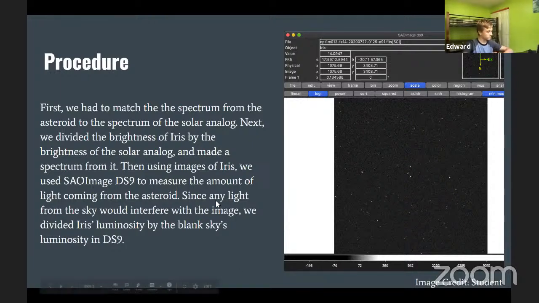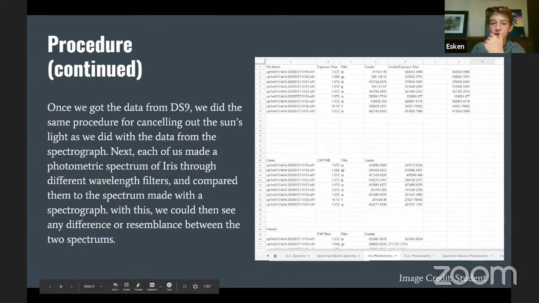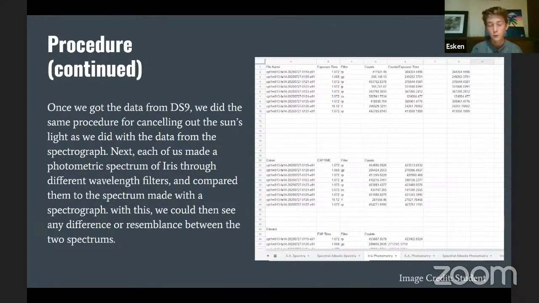Next slide. Once we get the data from DS9, we did the same procedure for canceling out the sun's light as we did with the data from the spectrograph. Next, each of us made a photometric spectrum of Iris through different wavelength filters. The filters that we used were G, R, I, Z, and Y. Those are green, red, infrared, further infrared, and even further infrared. Once we did that, we compared them to the spectrum made with the spectrograph. With both of these graphs, we could then see any differences or resemblances between the two spectrums and see how they matched up. Next slide.